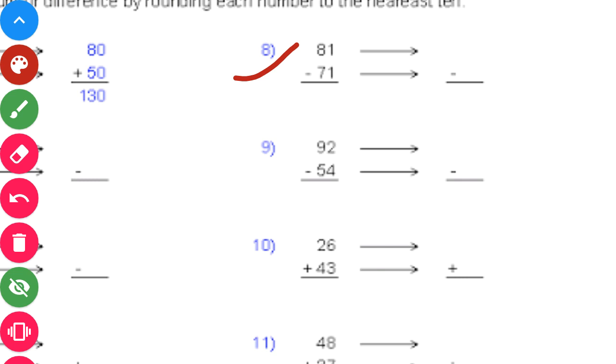Very easy question. Look at the ones place. Then round it off to the nearest tens. And think about the number. 81 is closer to 80 or 90? Put that number there. Similarly, do 71. 71 is closer to 70 or 80? Do this.